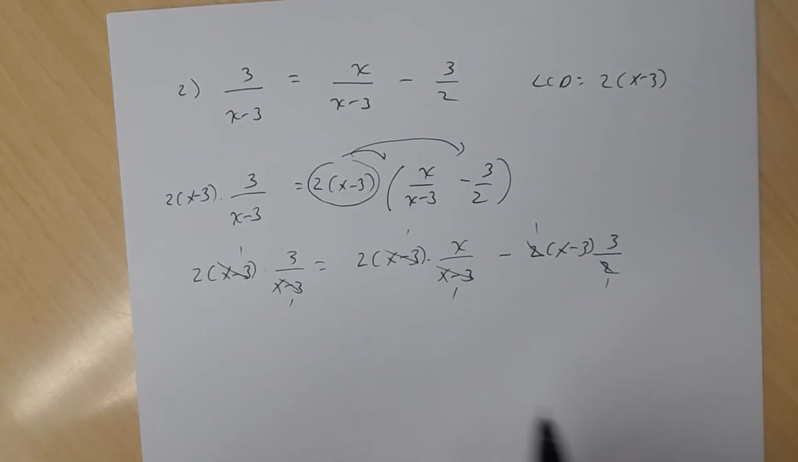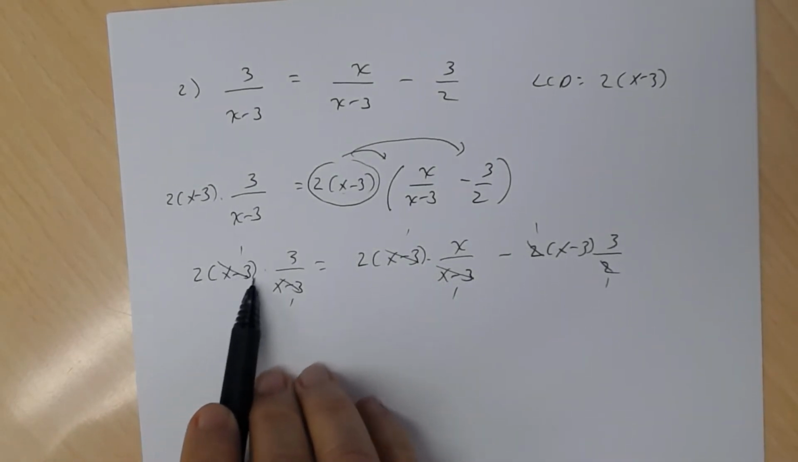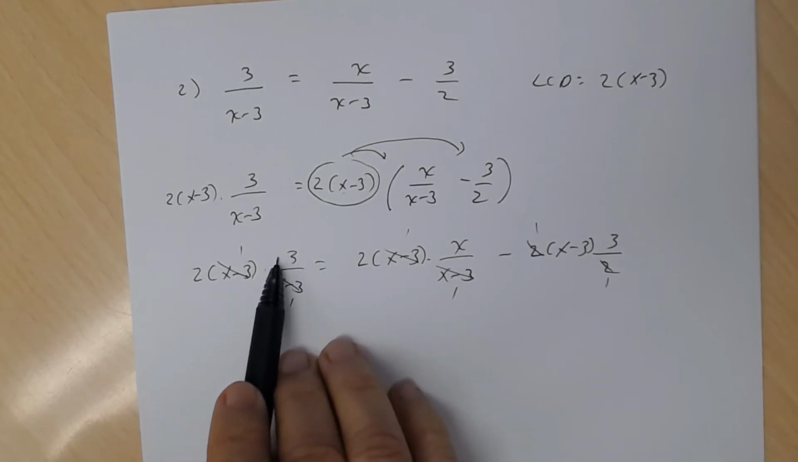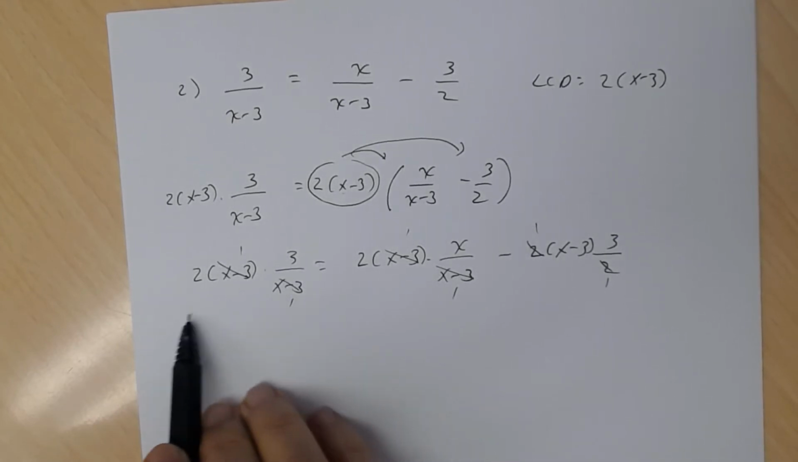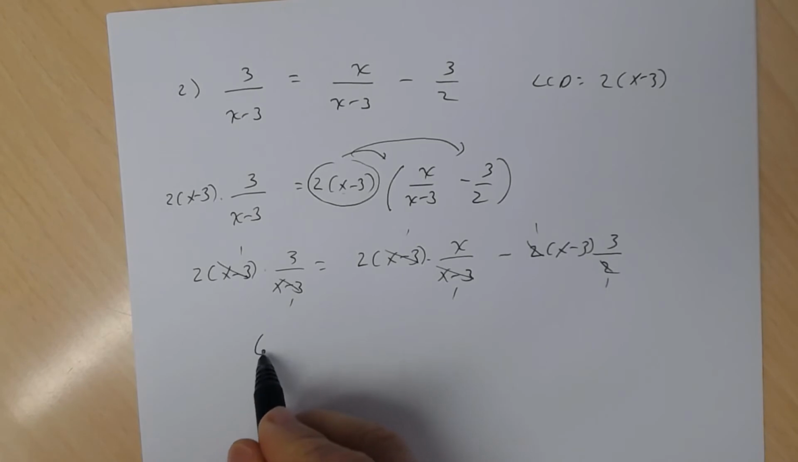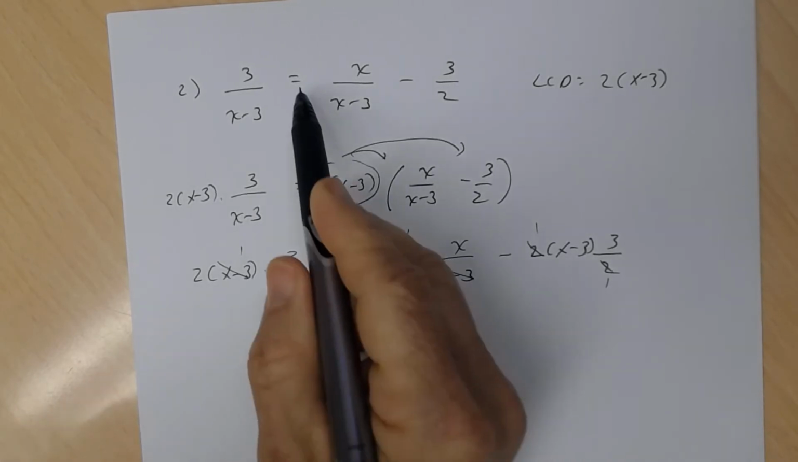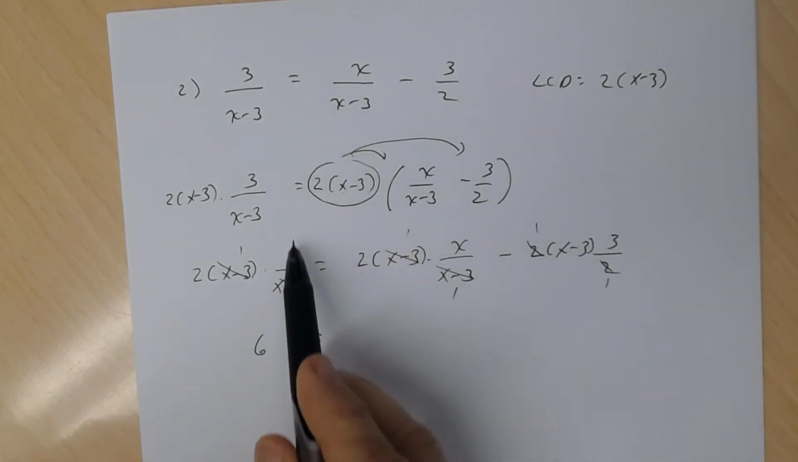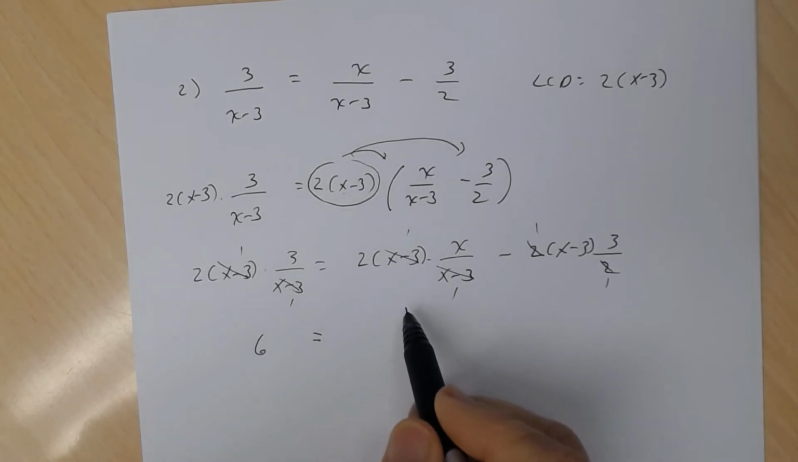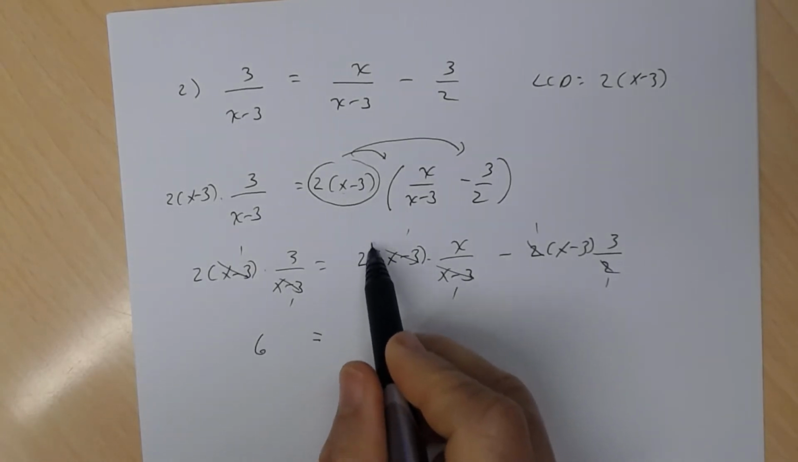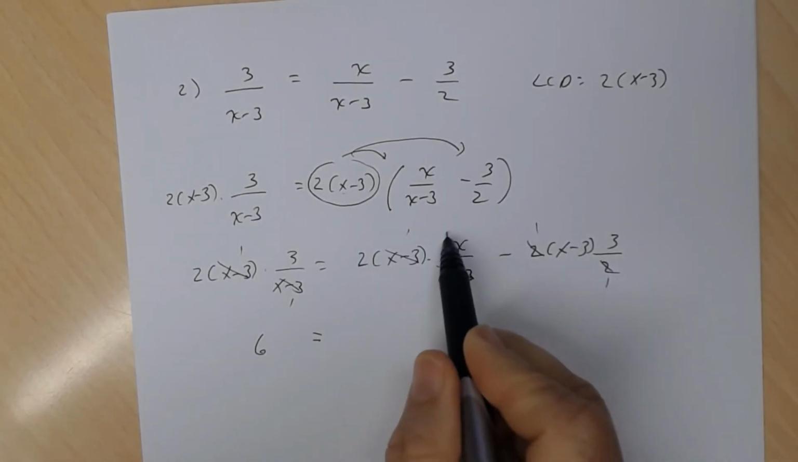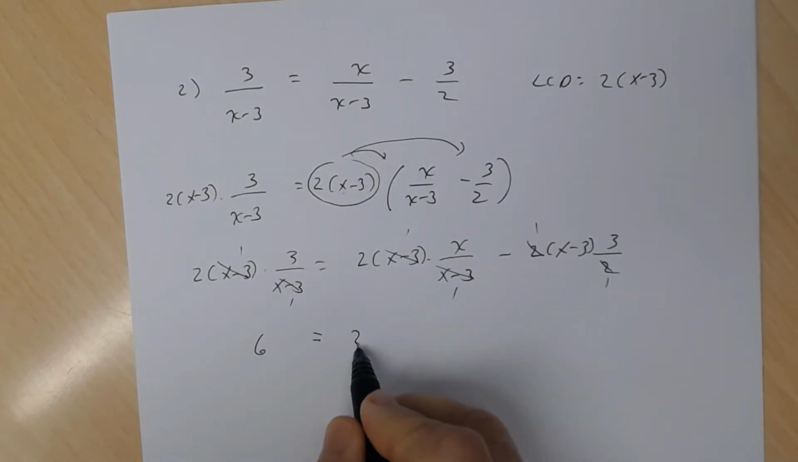Now let's look at what we have. 2 times 1 times 3 is 6. So that's just 6 right here. Equal. Notice the equal sign is aligned. Over here, 2 times 1 times x is 2x.